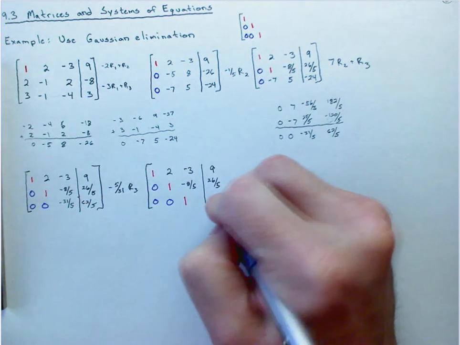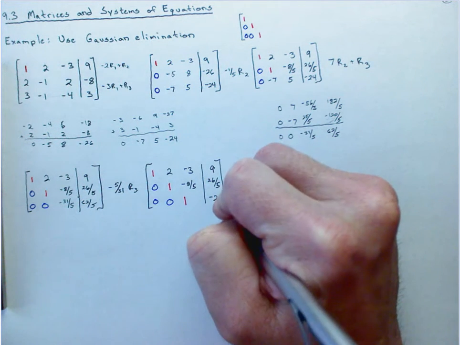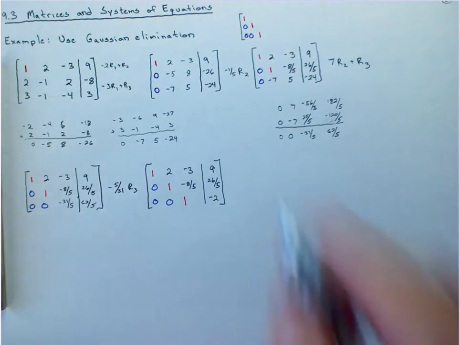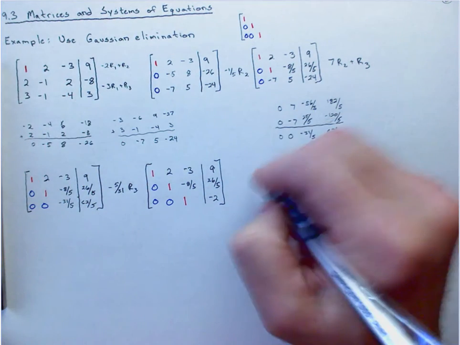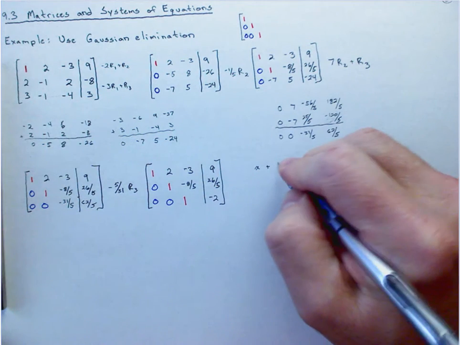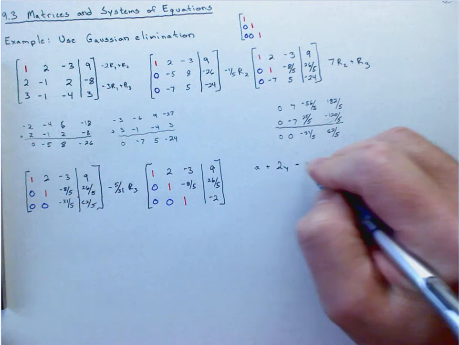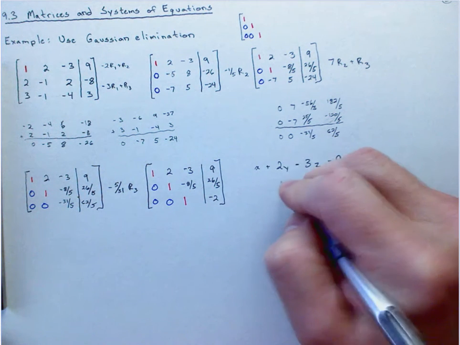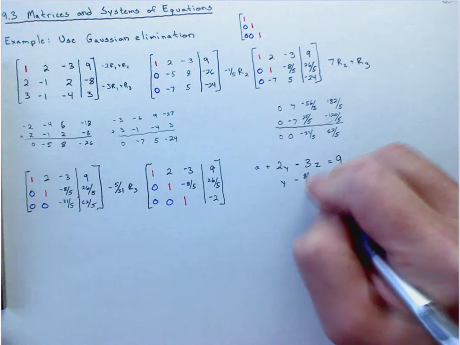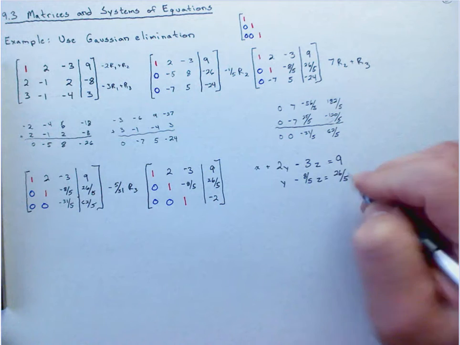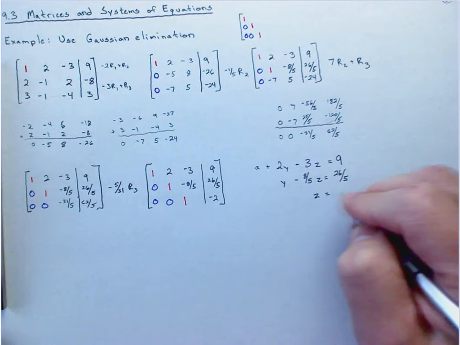And that becomes a negative 2. I've used Gaussian elimination, and now I can rewrite this. This is x plus 2y minus 3z equals 9. This is y minus 8 fifths z equals 26 fifths. And this is z equals a negative 2.